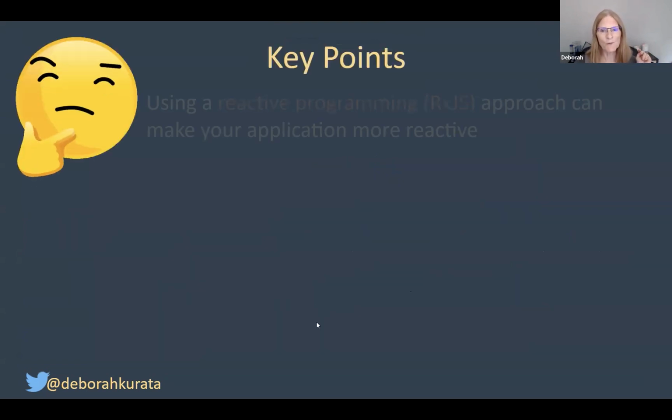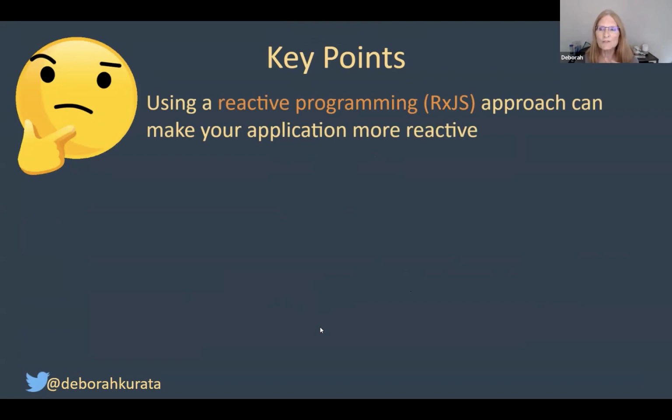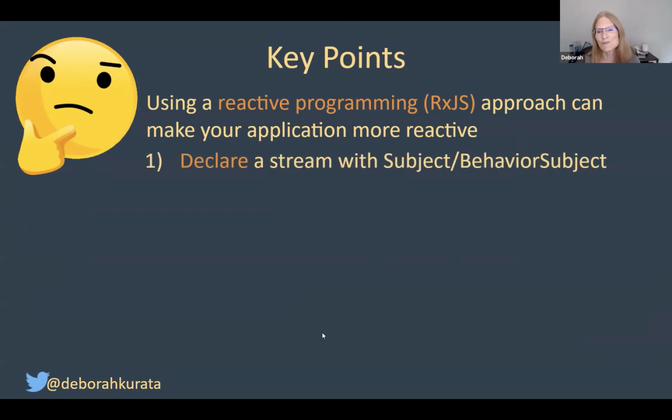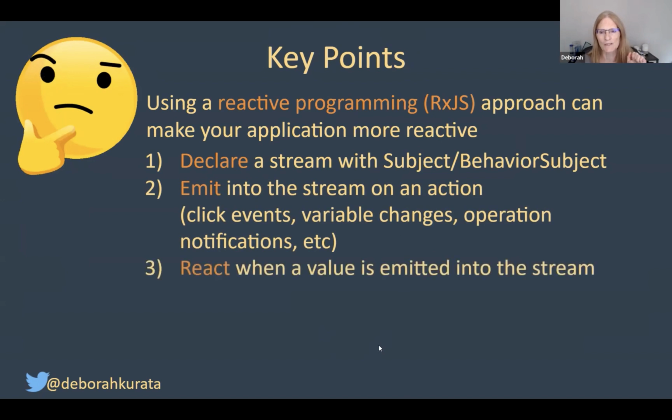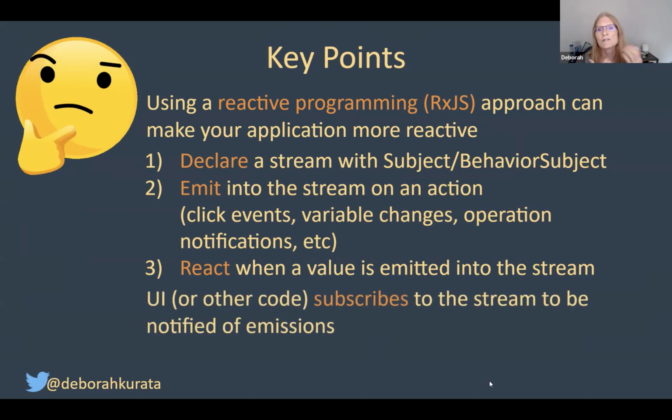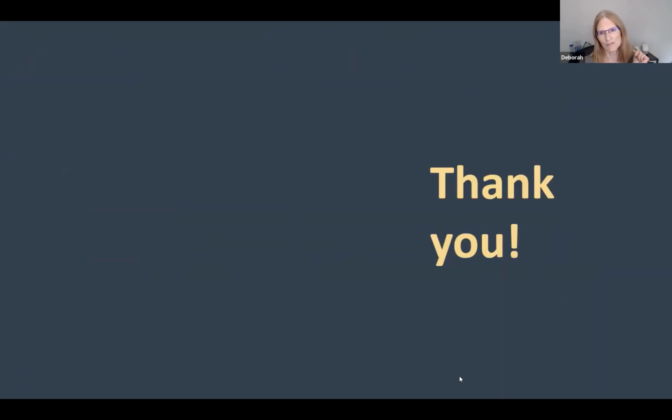And so some key points from this section: use a reactive programming approach to make your application more reactive. So the steps were to declare a stream with Subject or BehaviorSubject, emit into that stream on an action like click events, a variable change, operation, notification, etc. And then you can react when a value is emitted into the stream. UI or other code subscribes. And again, it's easy to subscribe using an async pipe. And so they will be notified of the emissions.